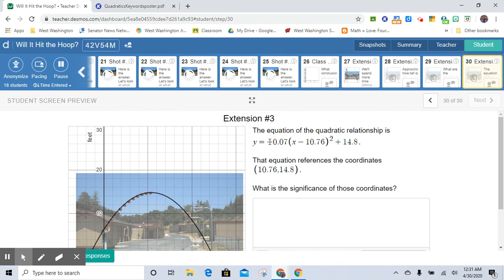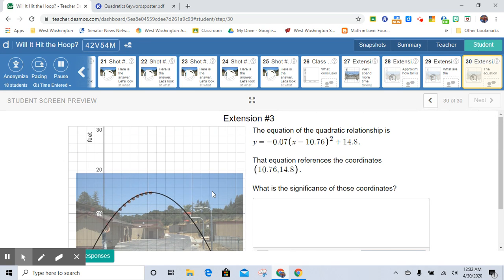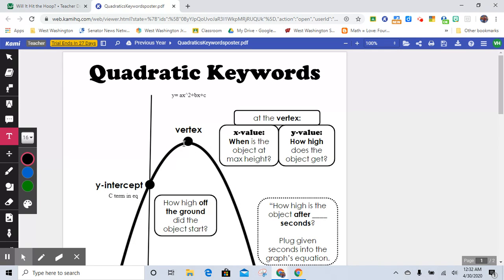Okay, last one. This is a special equation format that you'll talk about in Algebra 2. This is called vertex form. And it says that the equation references this coordinate. And what is that coordinate? Well, if we look at it, this is like almost 11 and almost 15. And so that's the vertex. That is the highest altitude at this specific distance away from the shooter that the ball will get. So that is the vertex.